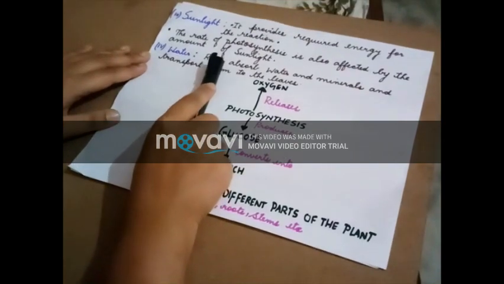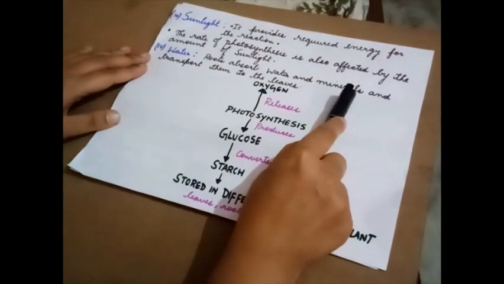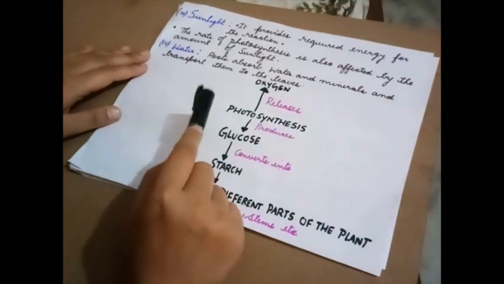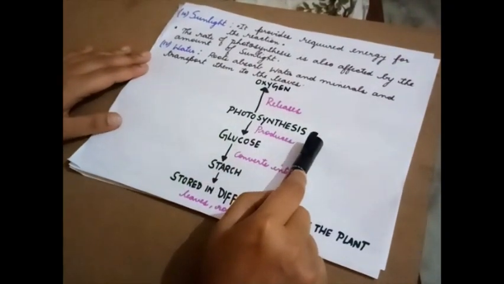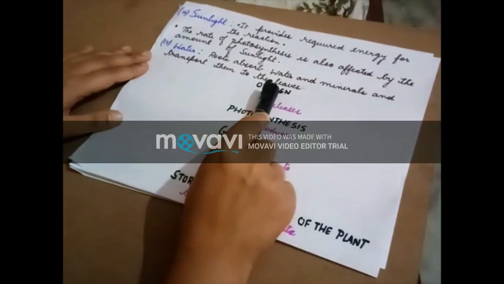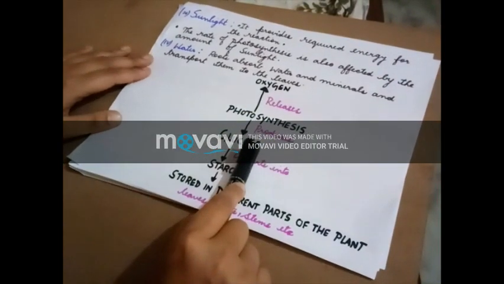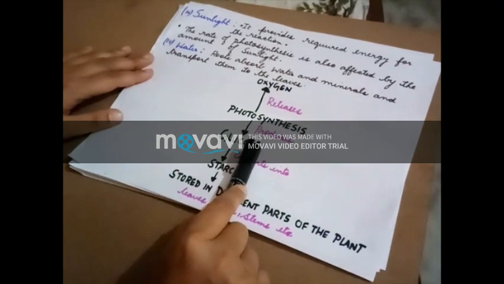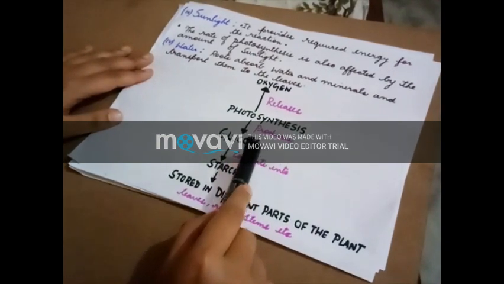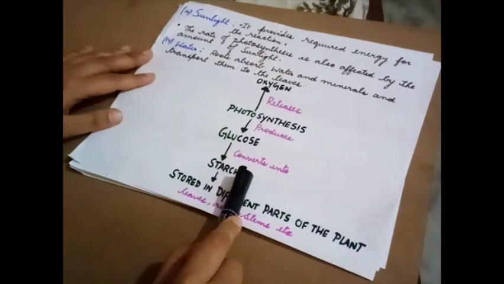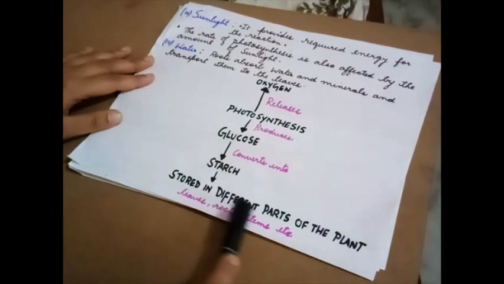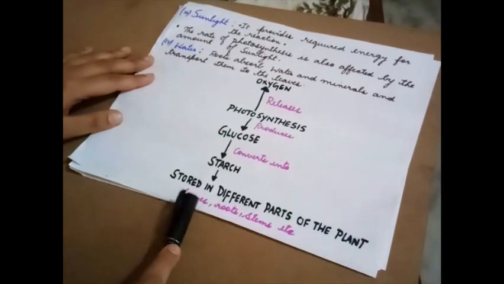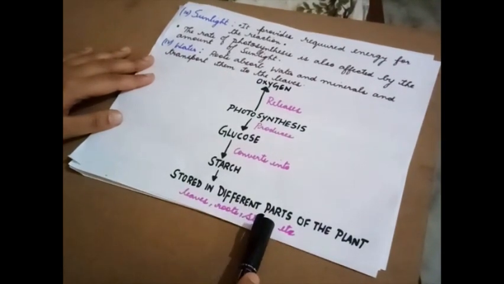Water. Roots absorb water and minerals and transport them to the leaves. Once photosynthesis has taken place, oxygen is released and glucose is produced. Now what happens to this glucose that is produced? The glucose gets converted to starch, and the starch is stored in different parts of the plant such as leaves, roots, and stem.